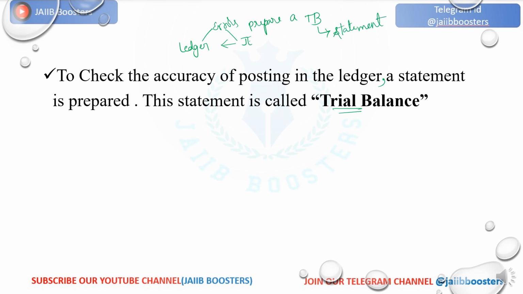Here, to check the accuracy of posting in the ledger, we have to find out how accurate it is, whether it is perfect or not. Then we will prepare a statement. That statement is called a trial balance. A trial balance is nothing but a statement.